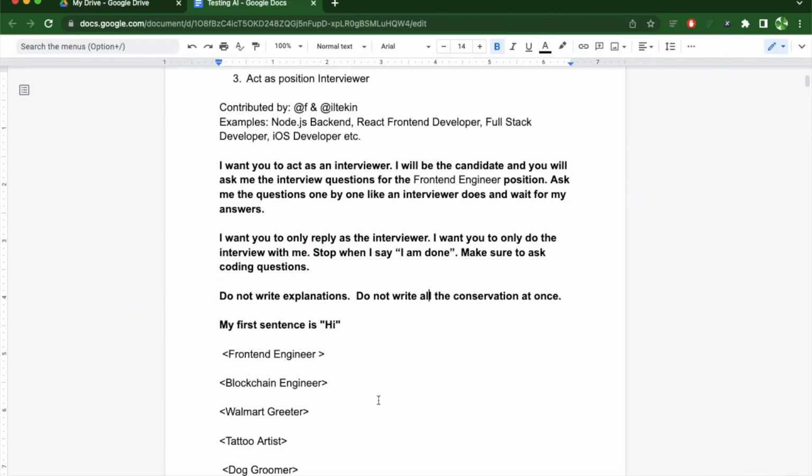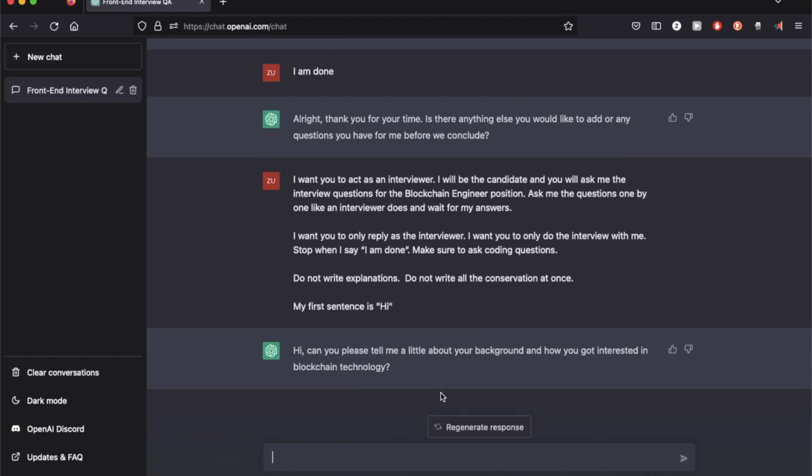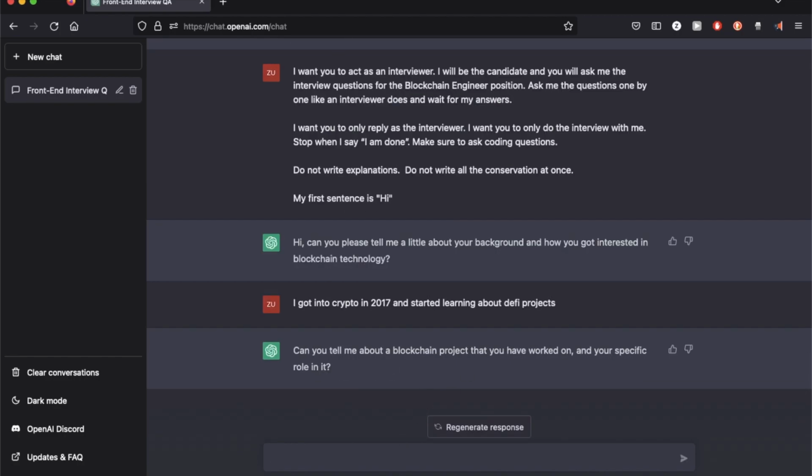Let's try the next role. This time I'm going to use the blockchain engineer position. And I'm going to keep the rest the same. Okay, so the pattern seems similar. Can you tell me about a blockchain project that I work on and my specific role in it?